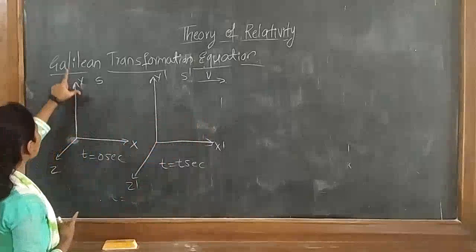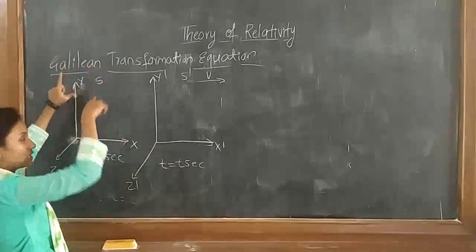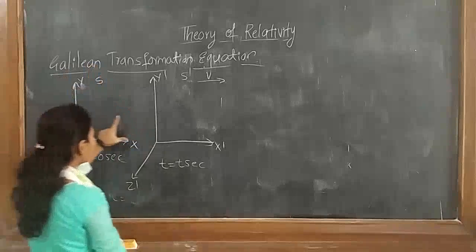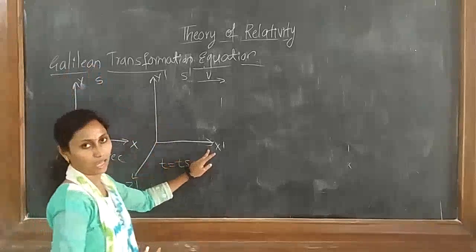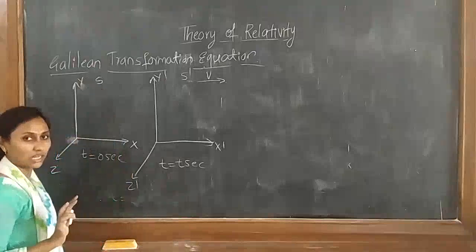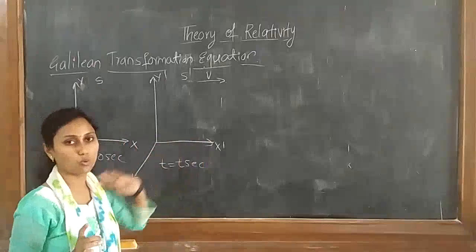If it is moving like this, it is changing along the y-axis. If it is moving like this, it is going along the z-axis. But now it is changing only along the x-axis. There is no change along the y-axis and the z-axis. Only the x-axis is going to change.